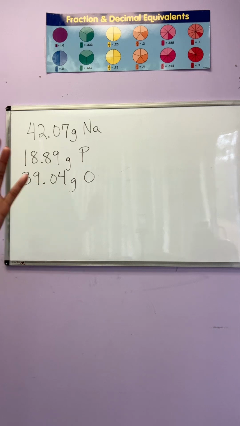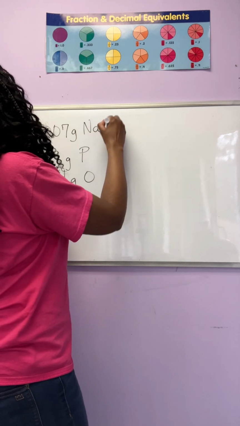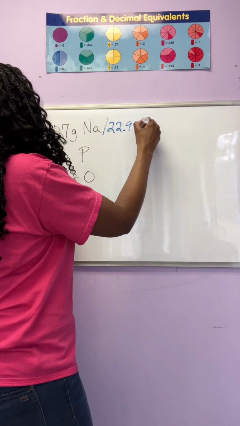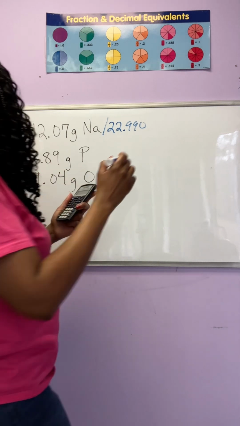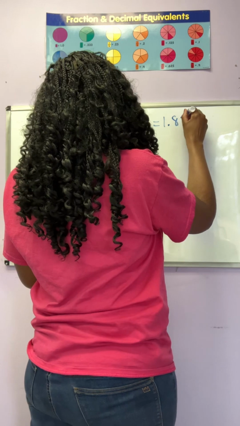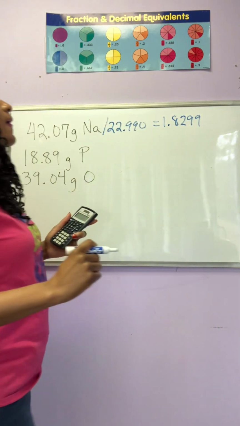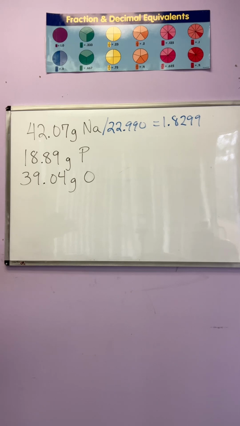Now next, you need your periodic table. Let's look for sodium. The molar mass for sodium is 22.990. So we're just going to divide this by 22.990 and we will get 1.8299. So this is telling me that I have 1.82, and I might round to 1.83, moles of sodium.